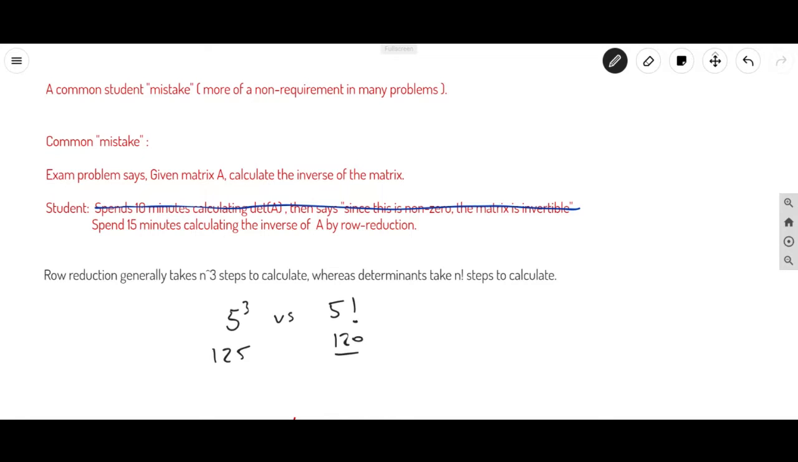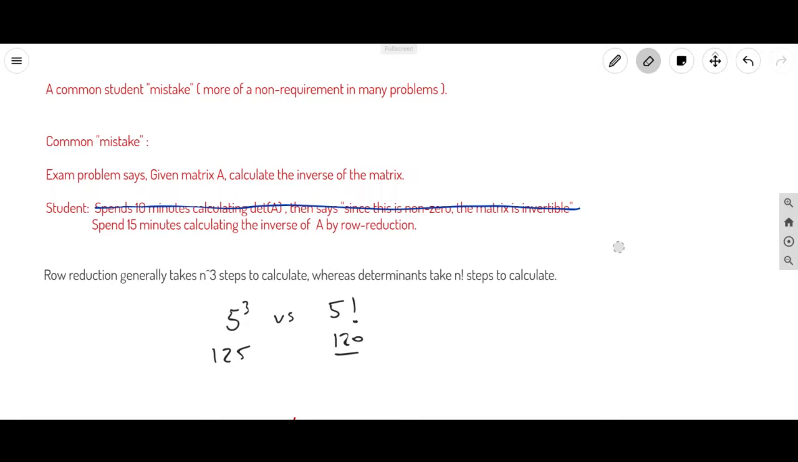So you could maybe make the argument that calculating the determinant of a 5 by 5 matrix in general may be faster than row reducing, finding the inverse of the matrix, which is 5 by 5. But this is the last time this number n cubed is bigger than n factorial. By the time you get to 6, 6 cubed is 216, whereas 6 factorial is 720. That's much bigger. And then from that point on, determinants are never effective at doing these kinds of calculations anymore.